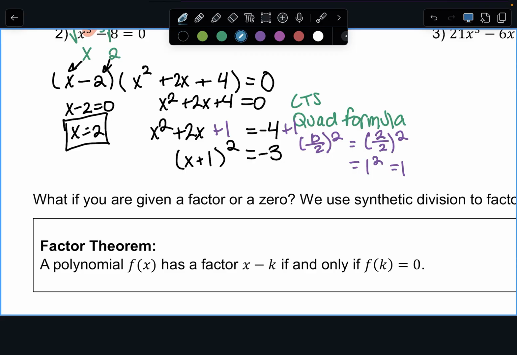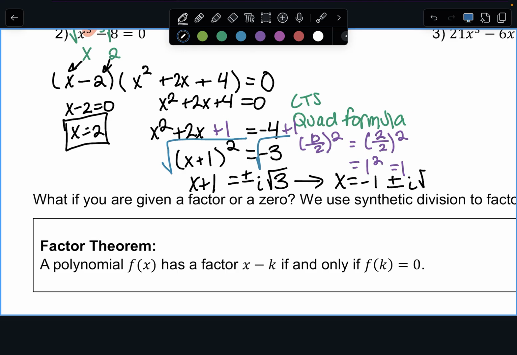Now we just solve it the rest of the way. I have something squared is equal to a number. How do I undo the square? Square root both sides. I get x plus 1 is equal to the square root of negative 3, which is i root 3, plus or minus, because we took the square root. My very last step, what do I need to do here? Subtract the 1. So negative 1 plus or minus i root 3. And those are my solutions.